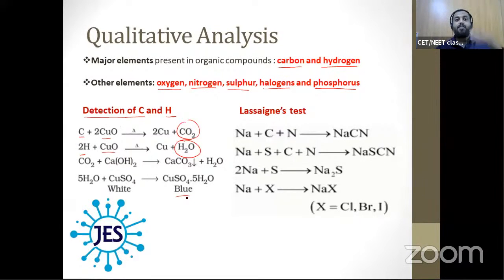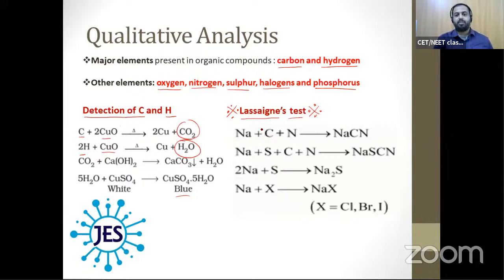Now, apart from carbon and hydrogen, I told you there are other elements. There are other elements as well. How do you detect those elements? There is one very important and popular test which can detect several elements in one stretch. It's called Lassaigne's test. Dear students, please mark it as a very important test that you have to know. CET questions come, NEET questions also come. This is very important. What is Lassaigne's test?